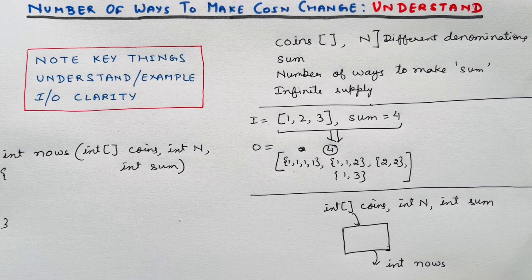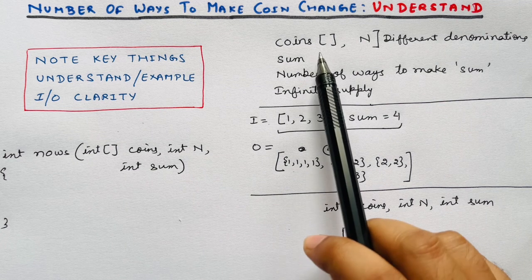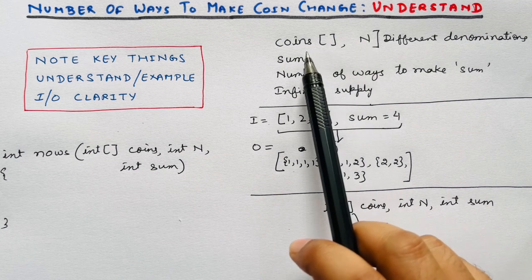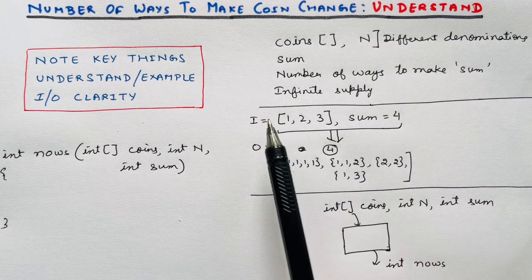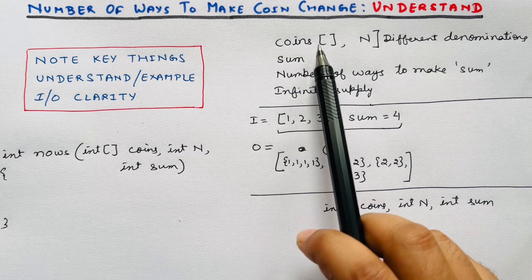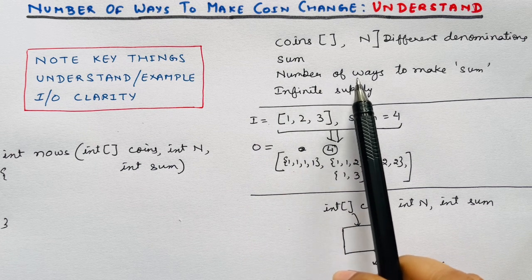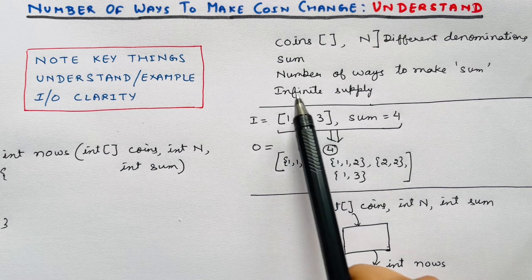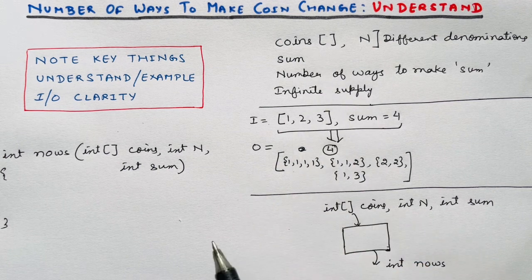To begin with, let us first note down the key things given in the question. We are given an array of coins. Its size is n, and every element of this array represents different denominations of a currency. We are also given a sum that we have to make using these coins. We have to return the number of ways that we can use to make this sum using these coins. And we are also given that each of these coins we have in infinite supply.